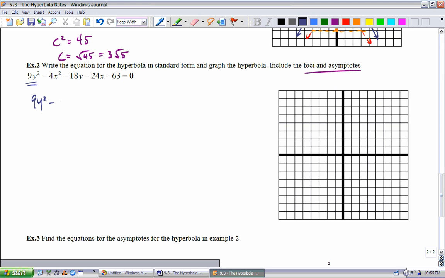Okay, and what we're going to do is group our y terms together, group our x terms together, and I'm going to take the constant to the other side. Alright, now we need to factor. What we're going to have to do, if we're trying to get to something that looks like this.